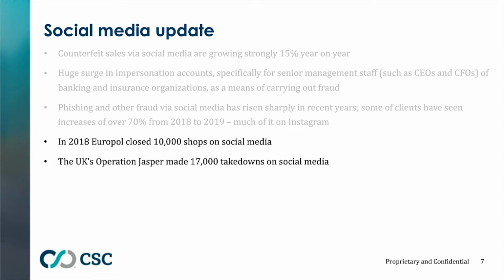So, key sites to watch. Facebook is still the largest platform, with about 1.7 billion users. Instagram is the fastest growing platform, growing 22% per year, much faster than Facebook. It has just exceeded the 1 billion user mark, and it is a popular choice for infringers. In a recent study, about 56,000 accounts were linked to counterfeit activity. And as I mentioned earlier, we're seeing quite a lot of impersonation accounts, particularly on Instagram, with a lot of phishing and fraud going on.